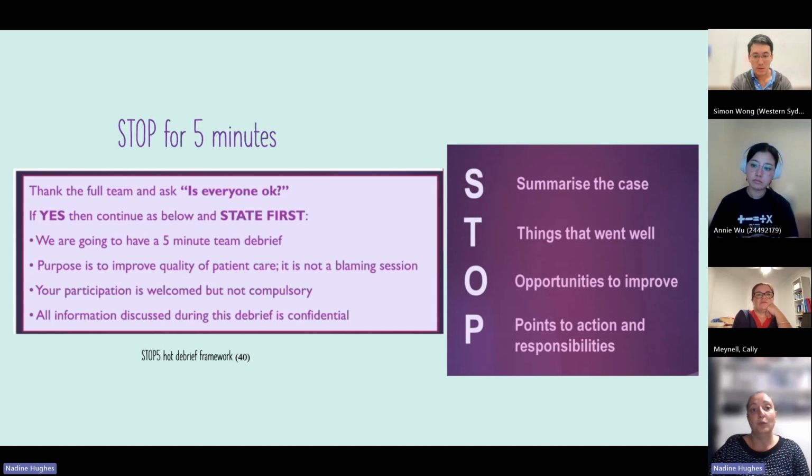Afterwards, they summarize the case, things that went well, opportunities to improve, and points to action responsibilities. And they record everything on a data collection form. In multiple quantitative and qualitative analyses, it's been shown to be very effective. That's through staff surveys, analysis of debrief recordings for audit purposes, analysis of data collection forms, and actually looking at the system improvement form. So really, Stop 5 is a rapid, easy to use, effective model for a busy ED setting.